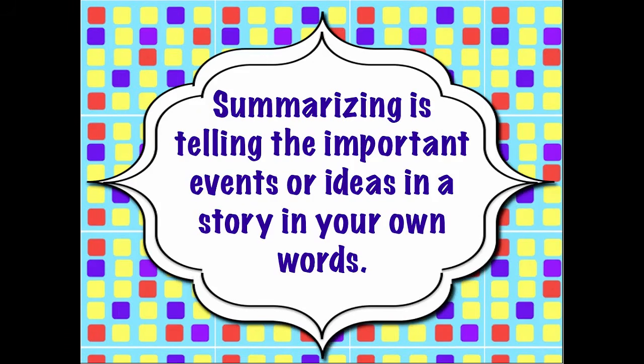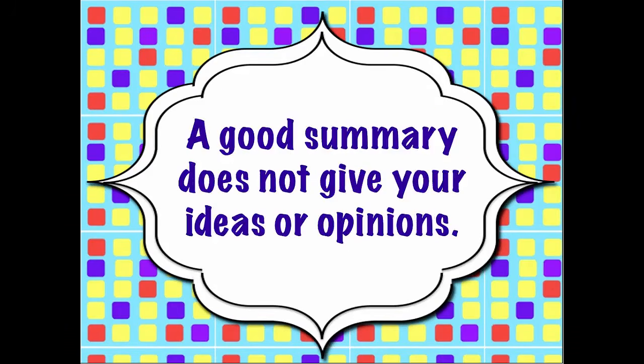Summarizing is telling the important events or ideas in a story in your own words. So you're looking at things like the main idea of the story and the main characters and the main events that are important to the story, but not every single thing that happened. A good summary does not give your ideas or opinions. That would be for a review or some other kind of writing, but a summary is really just giving the main points and ideas of that story without you influencing or putting your opinion in it at all.